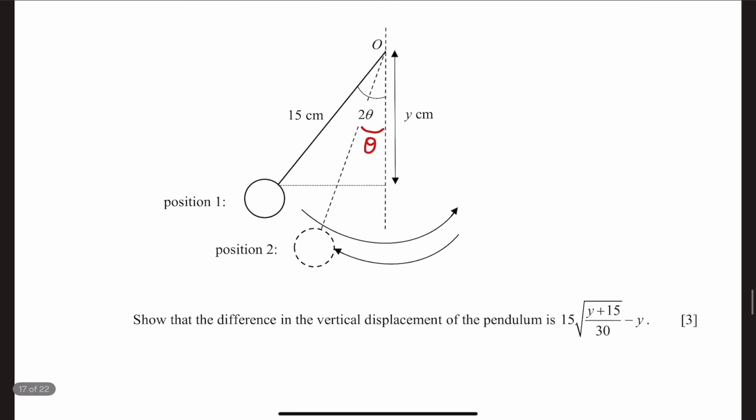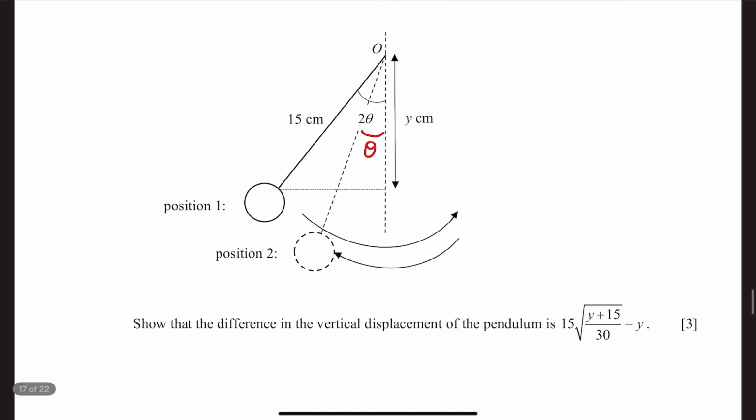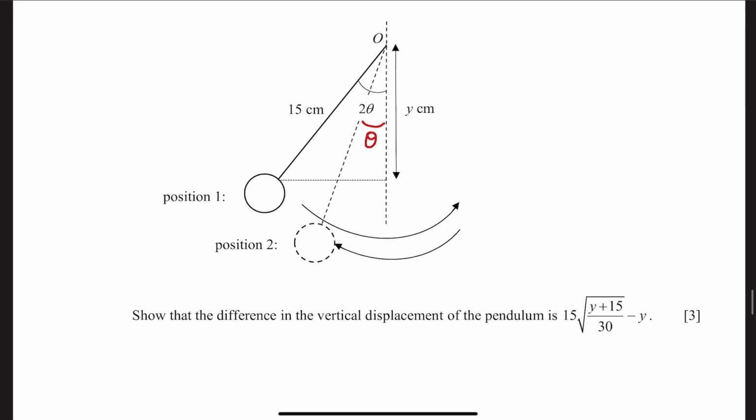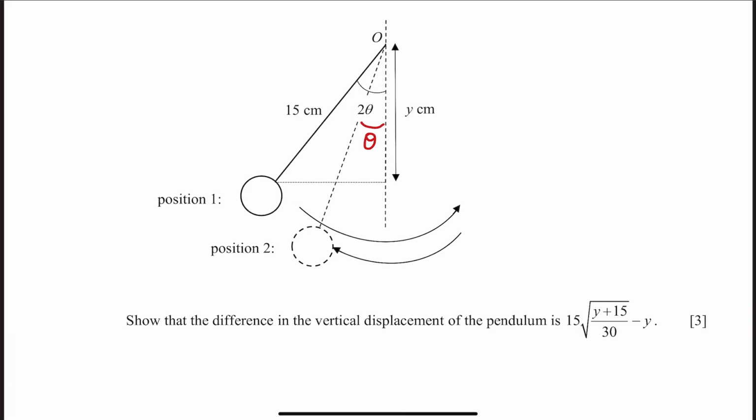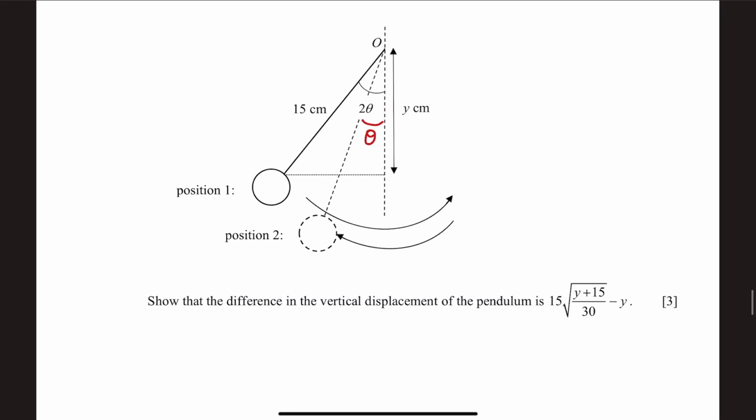Show that the difference in the vertical displacement of the pendulum is this expression over here. So that means that over here, there's a new height. Let's call this the second height, and we call this height here h. Okay, so if I were to look at the first triangle, we can see a right angled triangle here.